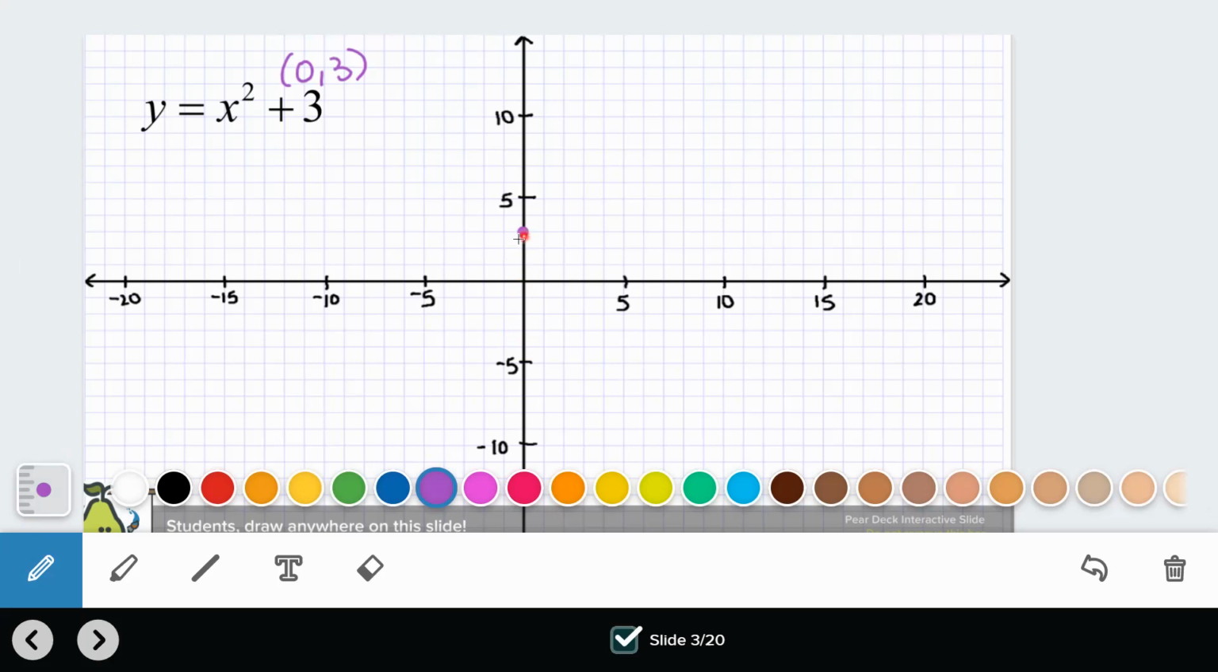And then from here, it's a regular parabola. So I can just think of it as go out 1, 1 squared is 1. So I'm going to go up 1 on both sides. Go out 2, 2 squared is 4. So I'm going to go up 4, 1, 2, 3, 4. Out 3, 3 squared is 9. So I'm going to go up 9. So that's 4, 5, 6, 7, 8, 9. And then I am going to connect this. And there's my parabola.